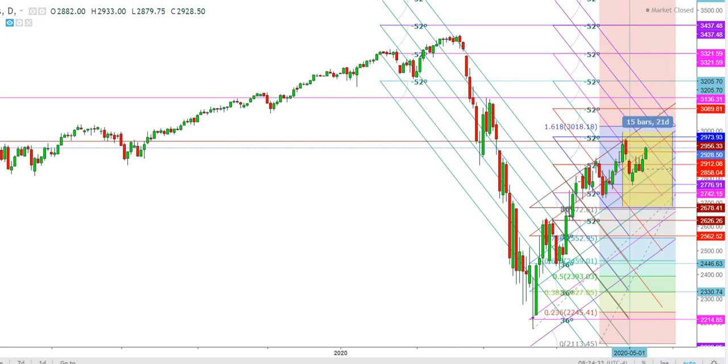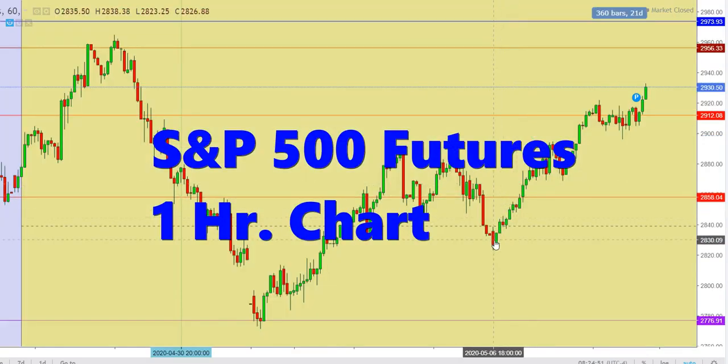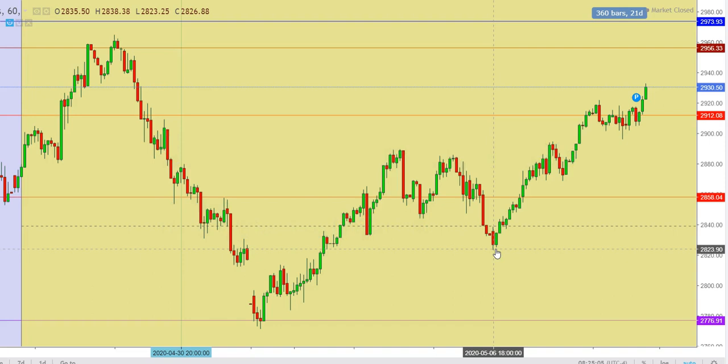So friends, let us see the movements of S&P 500 futures in an hourly time frame. So here you can see that the S&P 500 futures have been maintaining an uptrend in an hourly time frame from the levels of 2823 that they touched on May 6, 2020. Here you can see that in an hourly time frame the S&P 500 futures still look very active. Above the levels of 2912, the S&P 500 futures have been constantly maintaining this level to make an upward move.